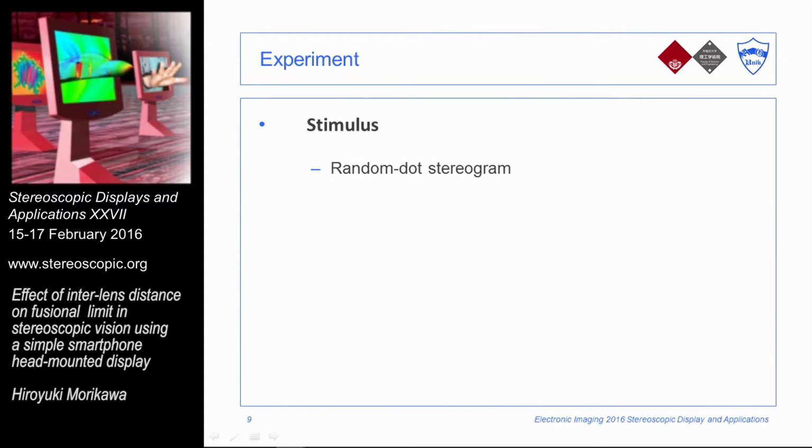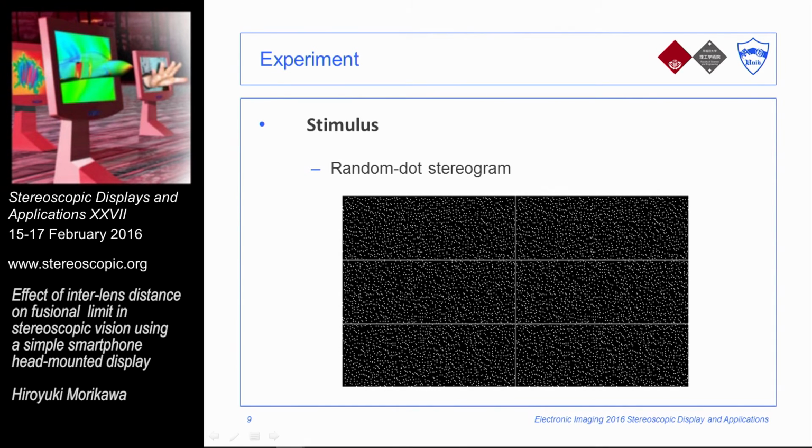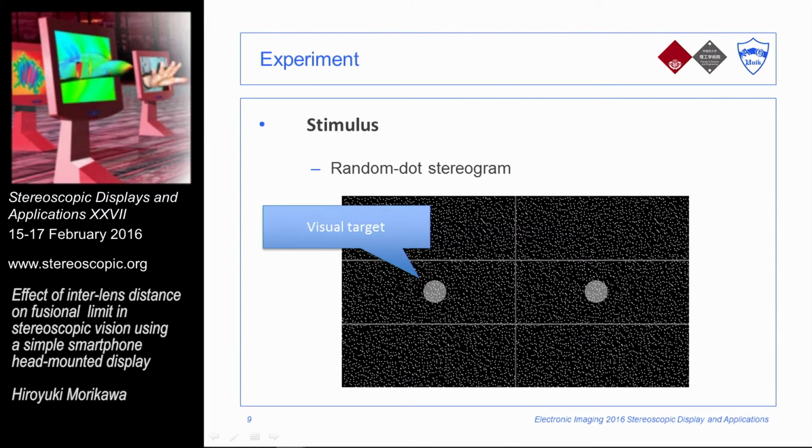As a stimulus, a random dot stereogram was used. The stimulus image consisted of a background and the target. The visual target was a circle without an outline.